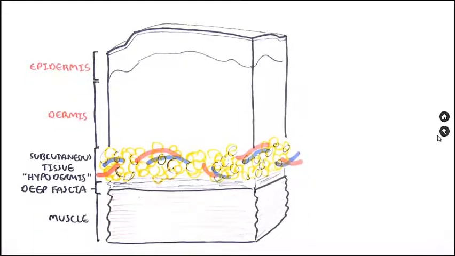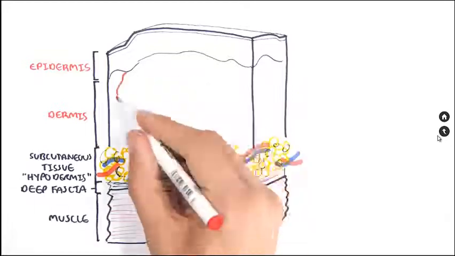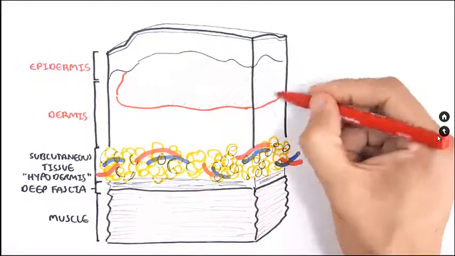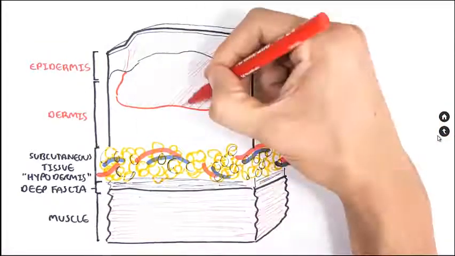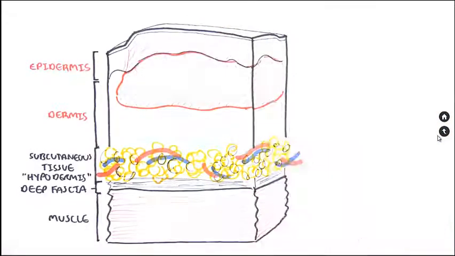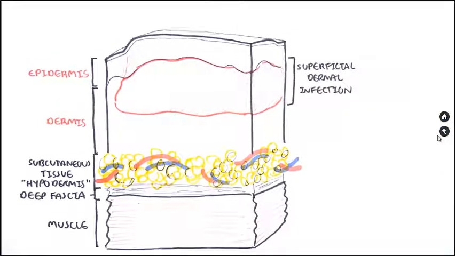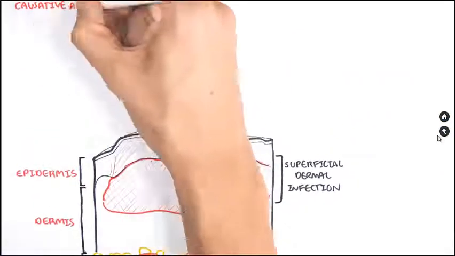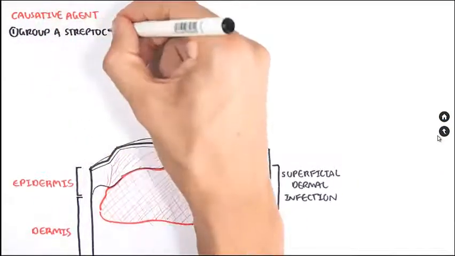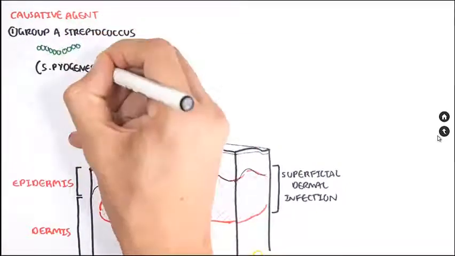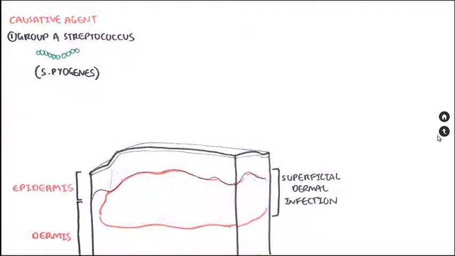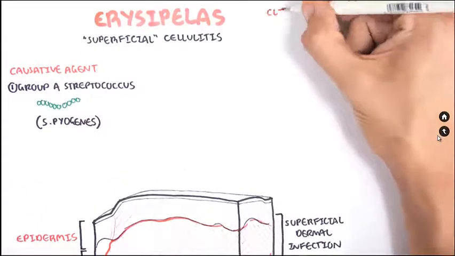Erysipelas is an infection involving this area here, which is the superficial dermis. Again, it is a superficial dermal infection. The main causative agent is usually group A streptococcus, which is also known as Strep pyogenes. It is essentially a cocci, a gram-positive cocci.